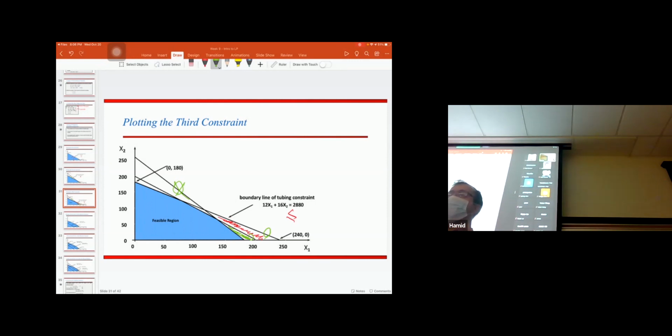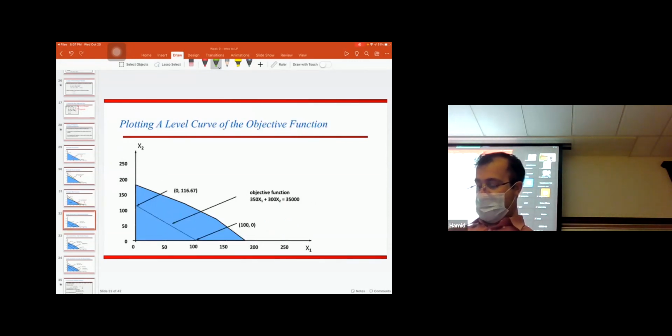Any questions so far? Can you again explain what feasible region means? Right, yes. Okay, so now we have the feasible region. This is the region that works in all of the inequalities that I had.